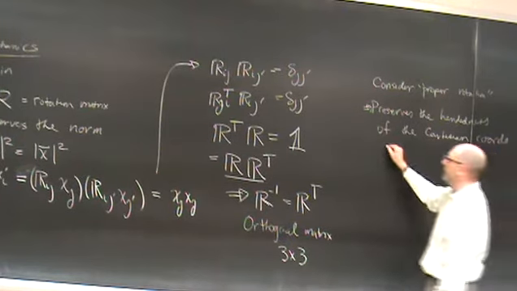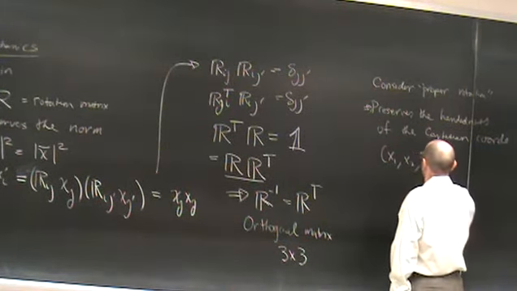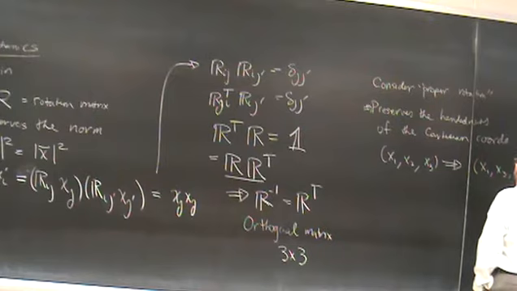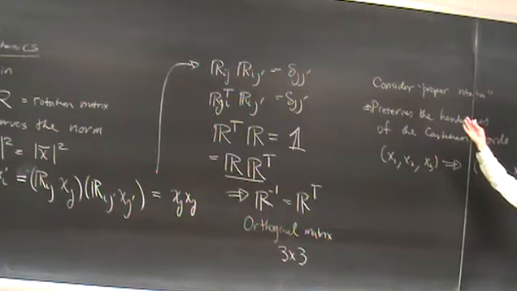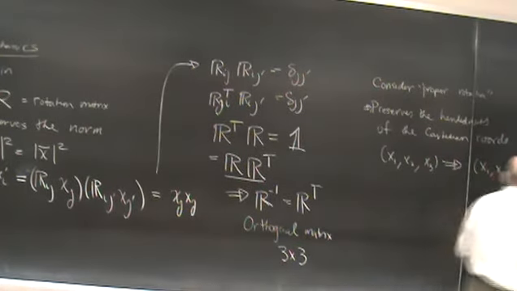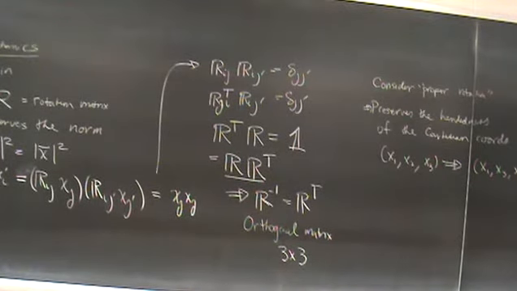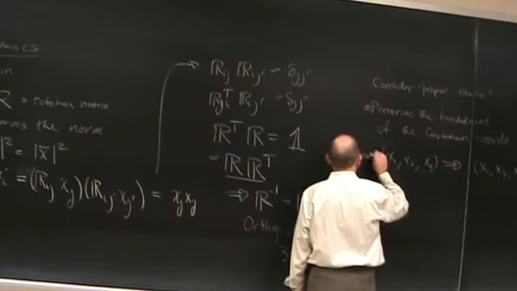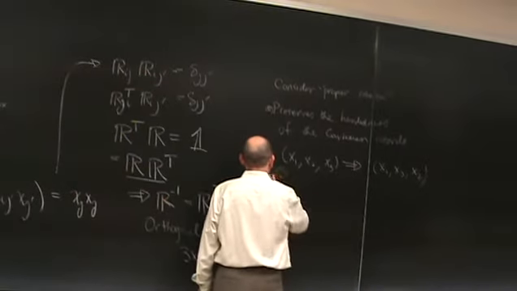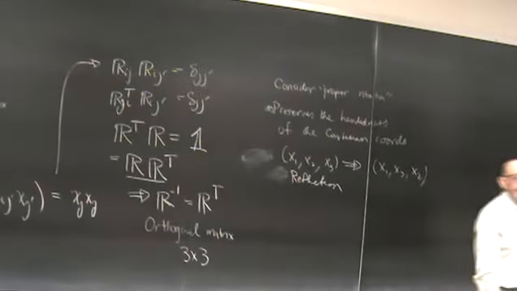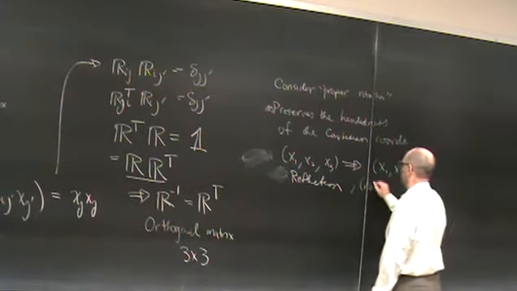Okay, so for example, a transformation that just permuted the coordinates would preserve the norm, but this is not a proper rotation. What it corresponds to is an inversion of, in this case, y and z, leaving x alone. So this is an inversion. It's not proper. Or this is a reflection. Okay? Not proper.